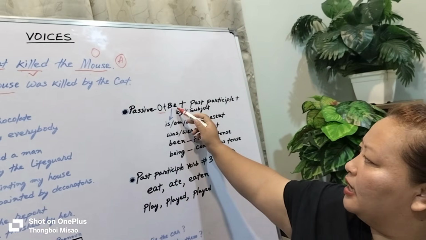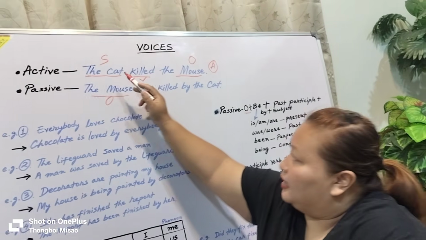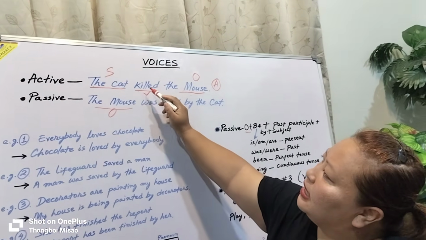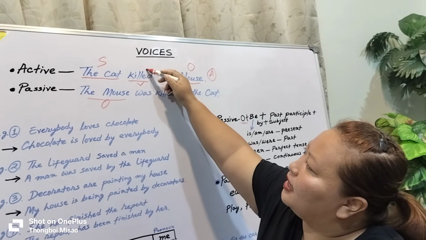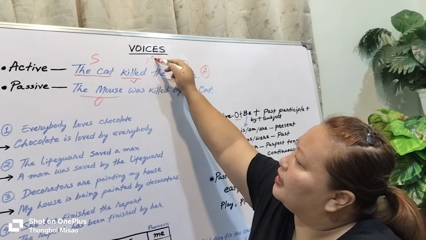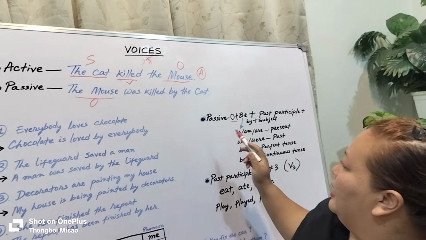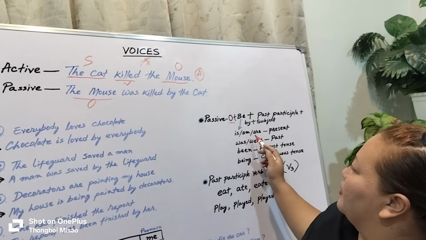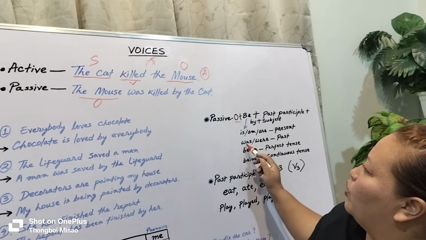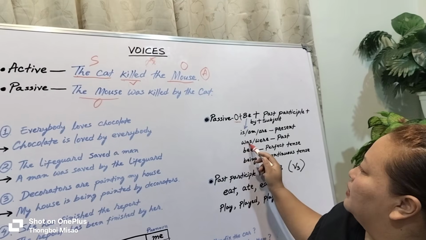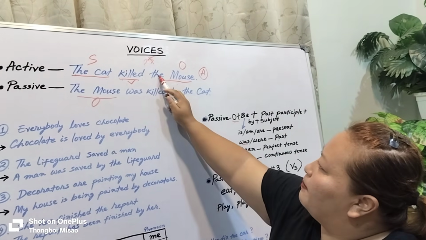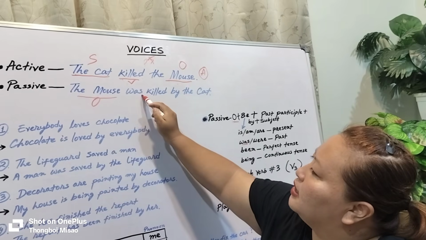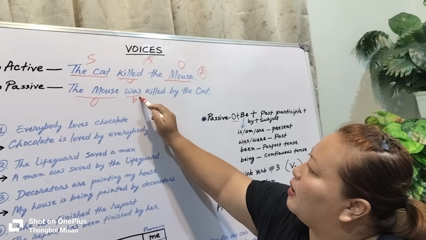Then, the cat killed the mouse. Killed, K-I-L-L-E-D, killed, is past tense. So past tense, was. The mouse was.